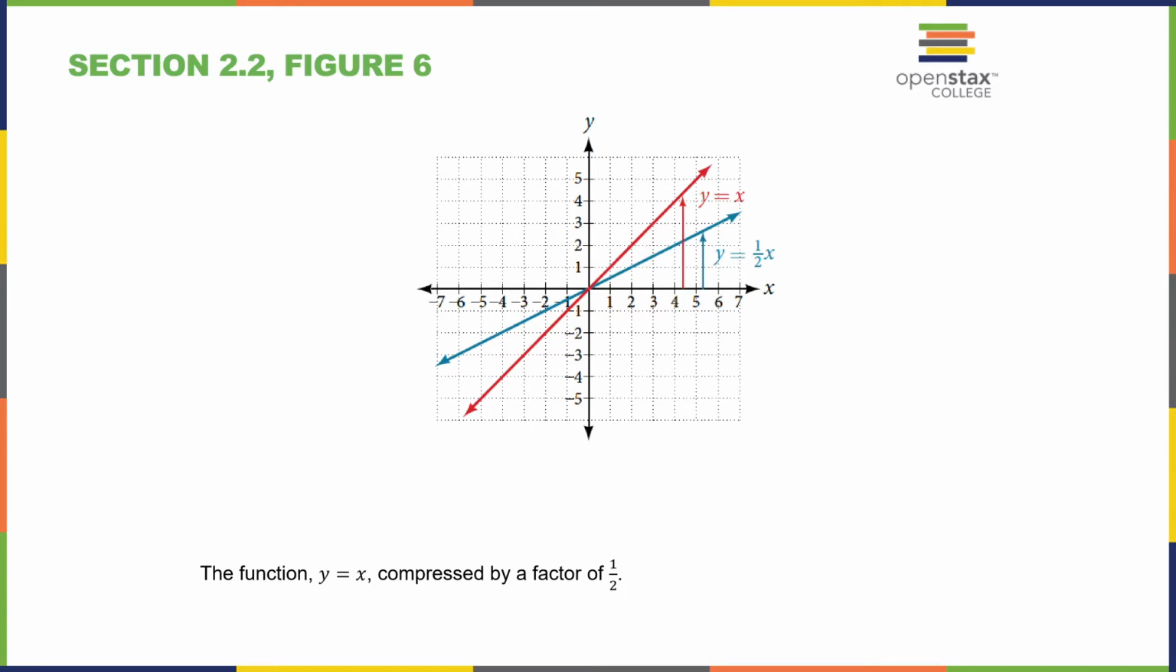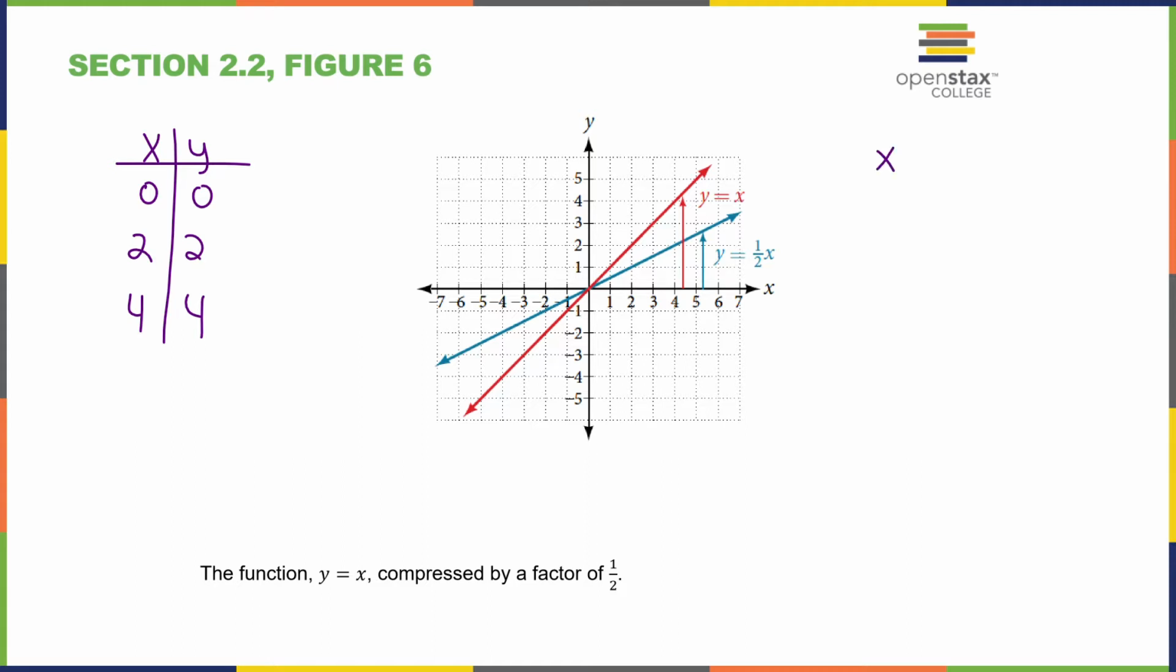So what does this look like if we start compressing? Let's look at a specific example. In this case, y equals x. So if I have my original graph here, I could have the point 0, 0. I could have the point 2, 2. I could have the point 4, 4.